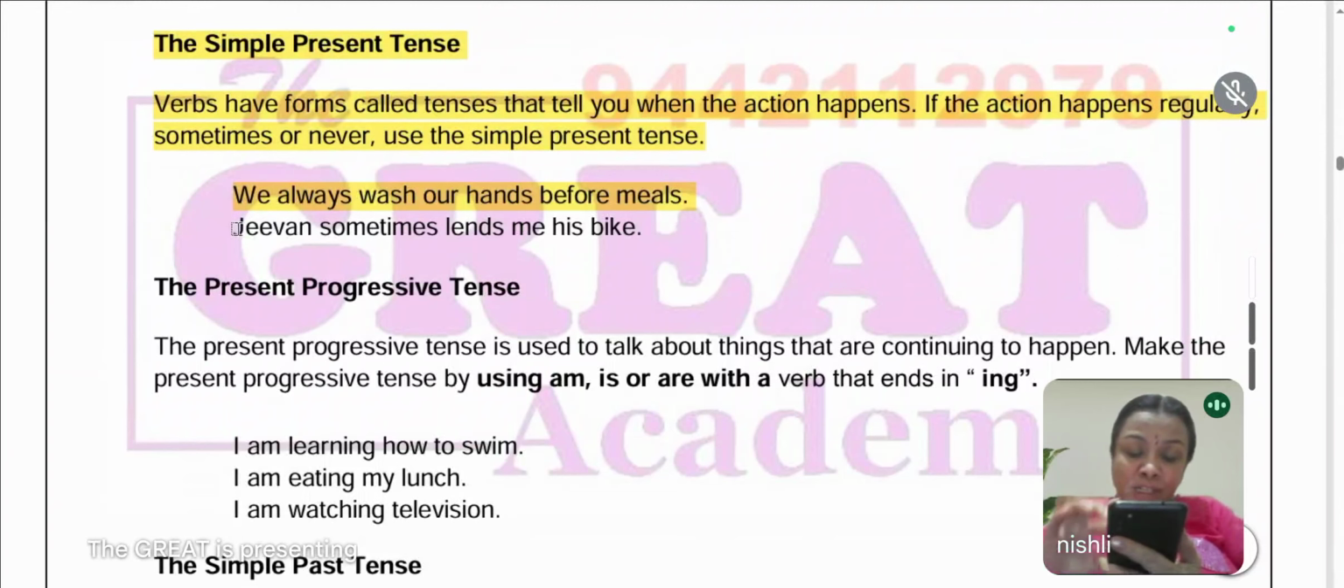Things like that. Okay. Next one is, Jeevan sometimes lends me his bike. So that is a habitual action. He has been lending his bike very often. So he sometimes lends his bike.